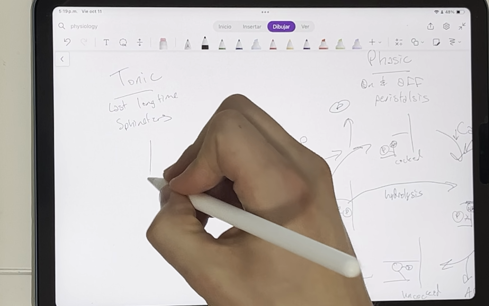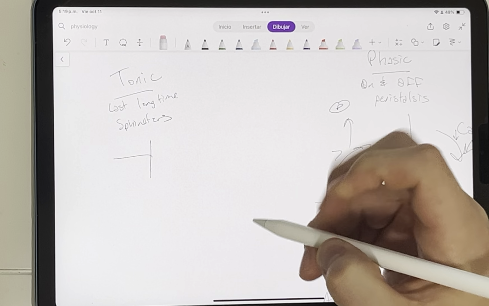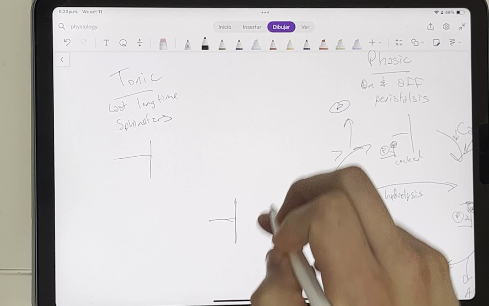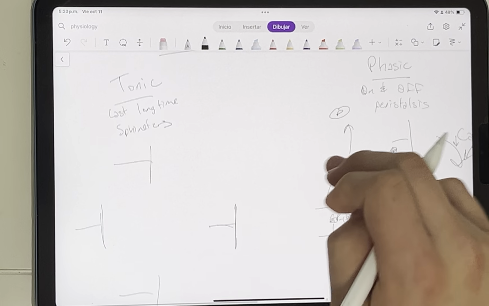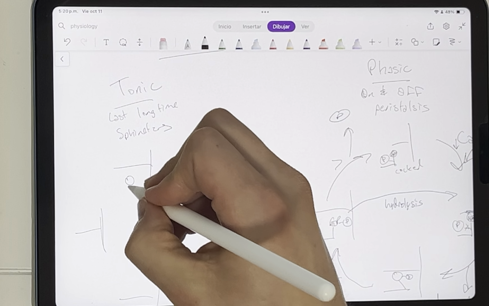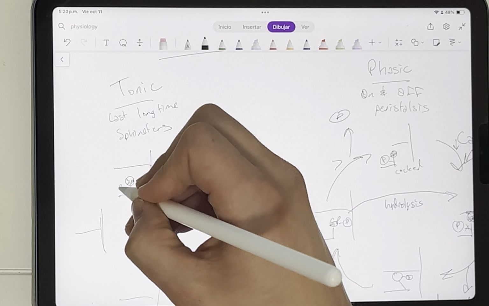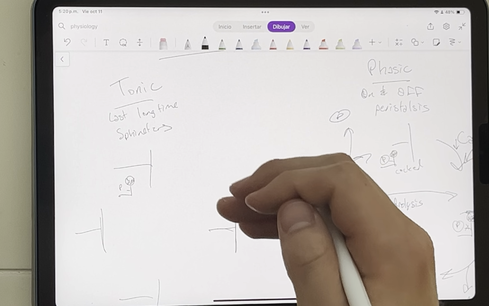Tonic is a little different. Let me get rid of some of this other stuff. But it's going to go through, once again, kind of a similar process. So we've got our actin here. Our myosin heads are going to come and bind to it. So right here, just like always, we have our ADP. We have our inorganic phosphate right there.